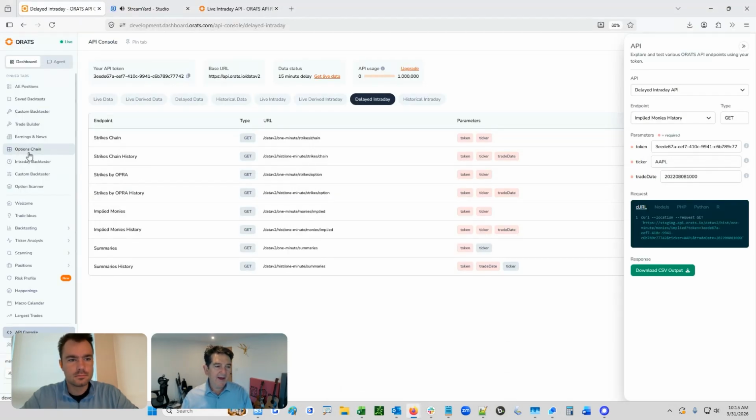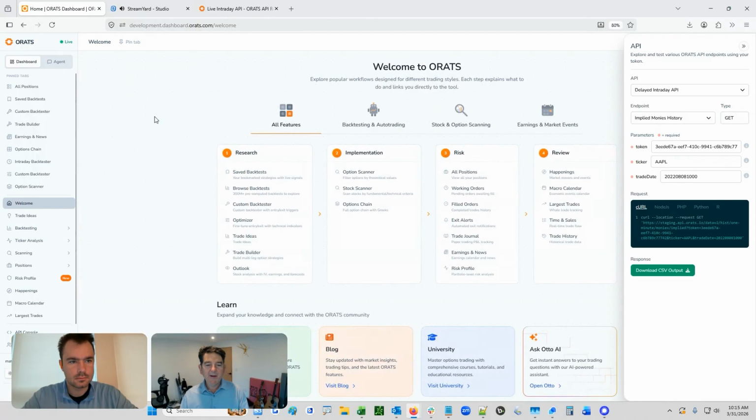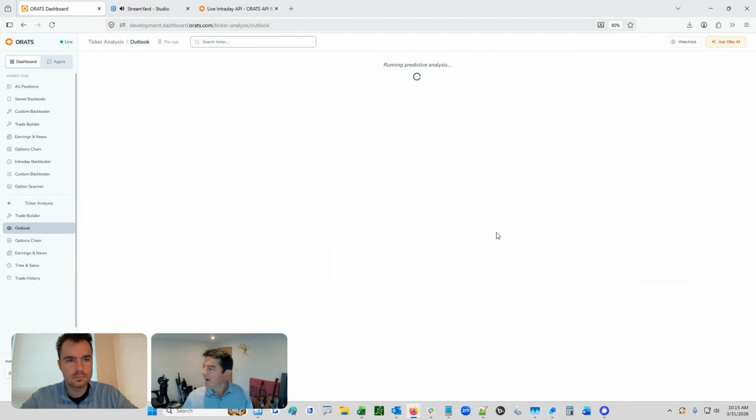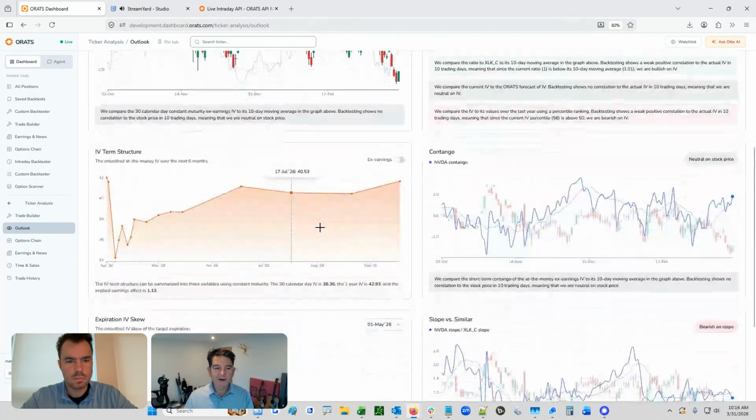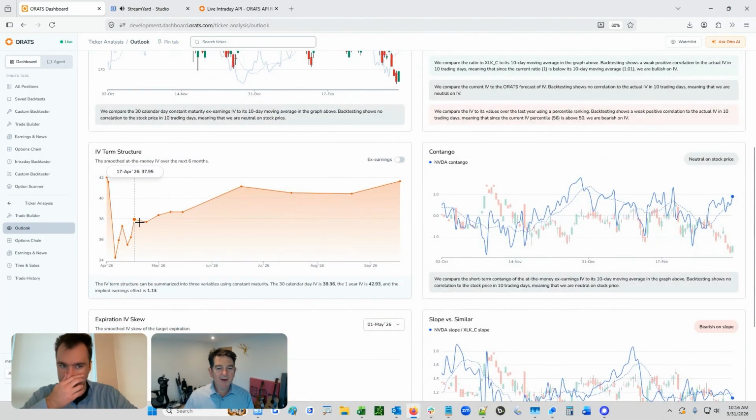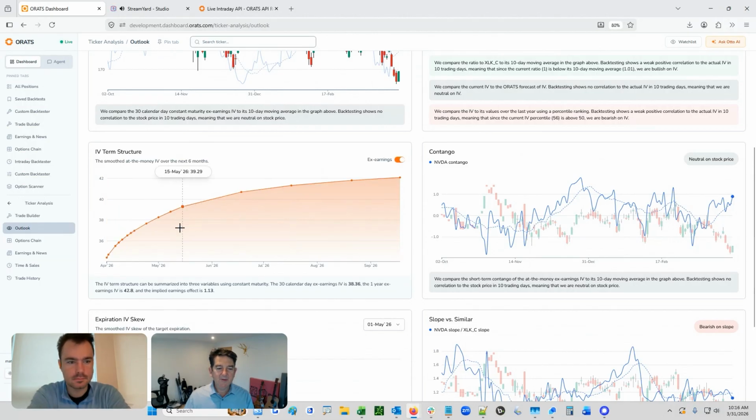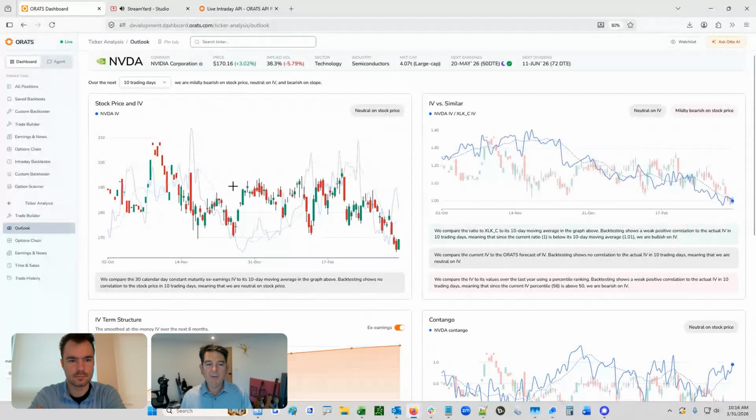I think the best way to see that, of course that was historical, is in the outlook. And so you can see how we take out the earnings effect in the outlook. The outlook will show months, like what the graph looks like. So here for NVIDIA, here's the term structure. It's all over the place. But if you do look at the smoothing, then it looks like a typical volatility structure, where the front months are below the back months.